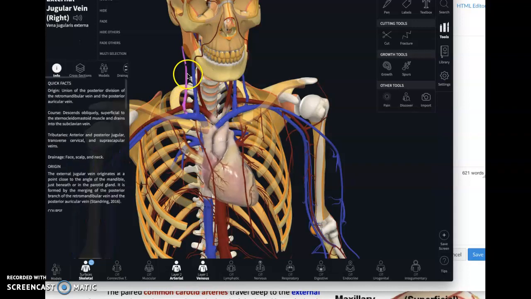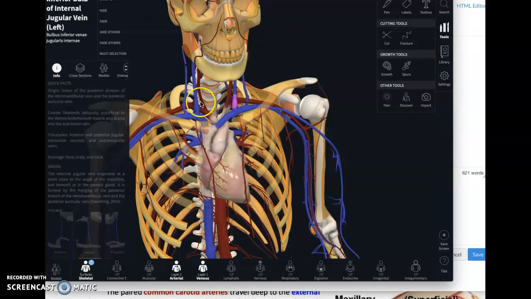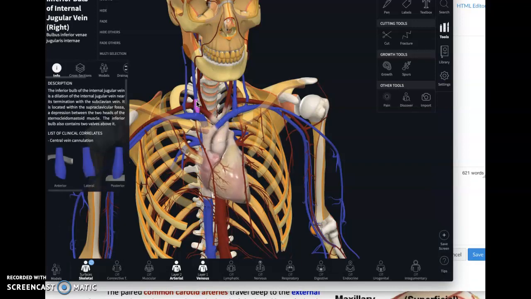This is the external jugular vein. It's coming from the back of the head. So label those as well. So we have our jugular veins. There is no jugular artery. Most of the arteries you learn, it has a corresponding artery.